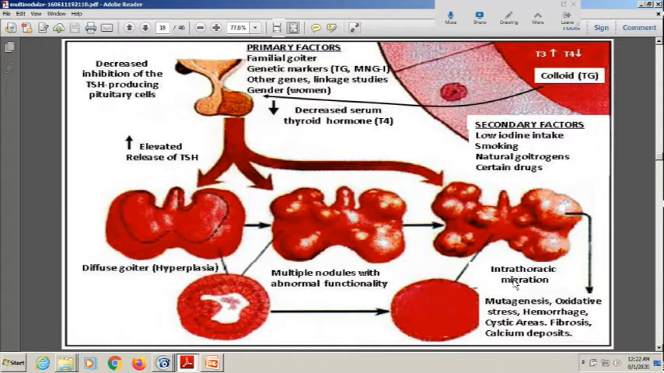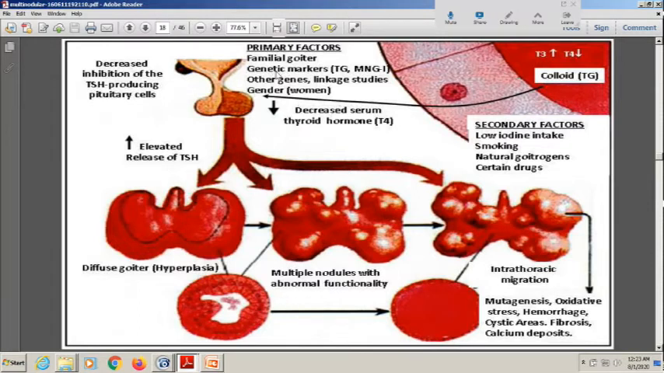Now you can see this diagram. These are the cells which are forming nodules. In between there is hemorrhage formation. I already told the primary factors like familial goiter, genetic. This is already told.